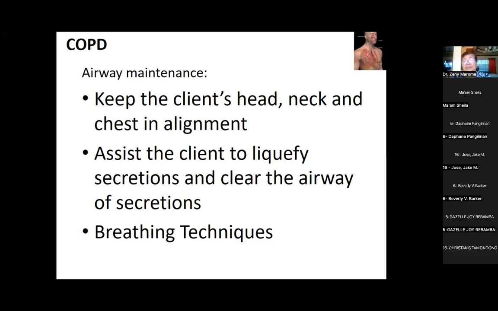Hyperextend. Hindi komportable ang patient. Okay? Yun ang ibig sabihin ng client's head, neck, and chest in alignment. Assist the client to liquefy the secretion. Okay? Provide adequate hydration, o kaya yung mga gamot natin, mucolytic. Okay? And breathing techniques, deep breathing exercises.